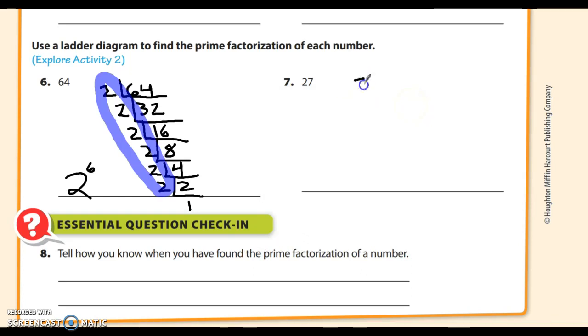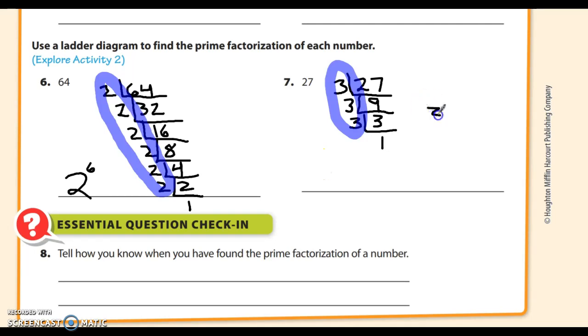27 is going to be a little different than the last one because it's not divisible by 2. So we have to know our facts really well. It's actually divisible by 3. That's a prime number. And 3 goes into 27 9 times. And what prime number goes into 9? 3 does. 3 times. And what prime number goes into 3? 3 does. 1 time. That means I'm done. And that my answer is 3 3s.